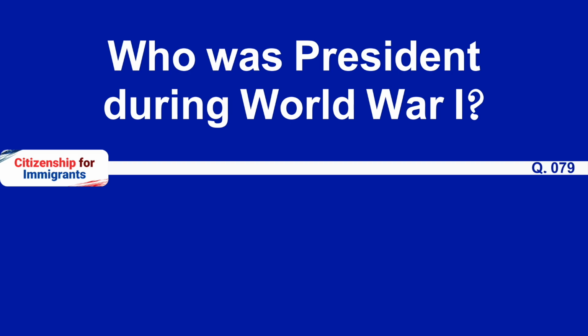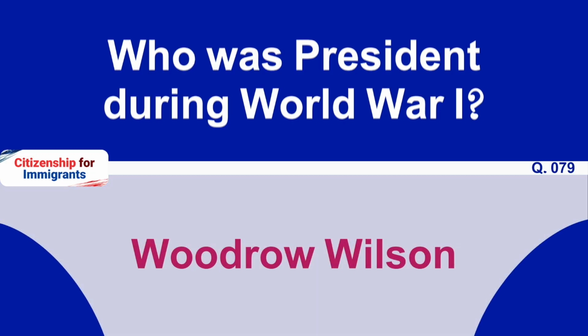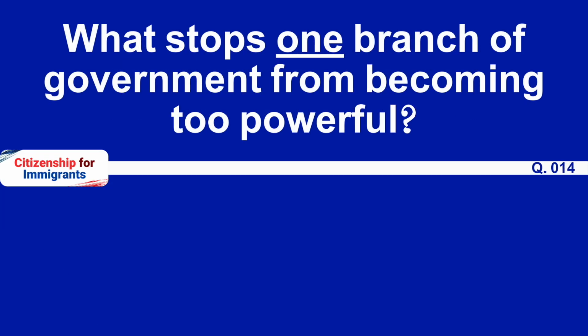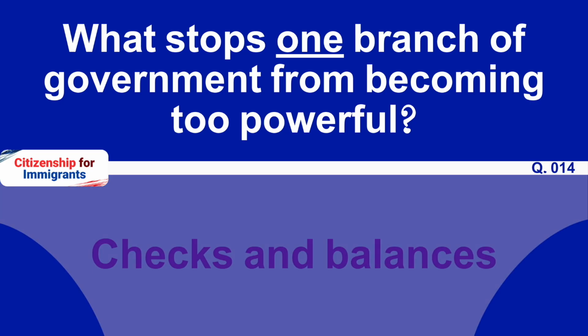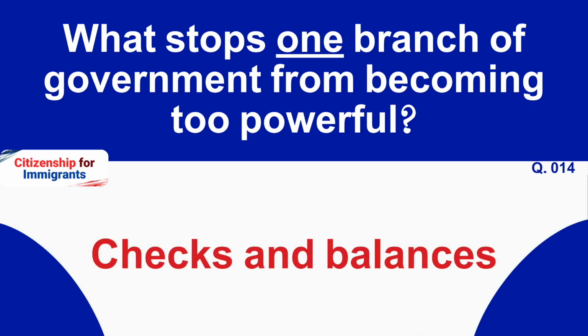Who was president during World War I? Woodrow Wilson. What stops one branch of government from becoming too powerful? Checks and balances.